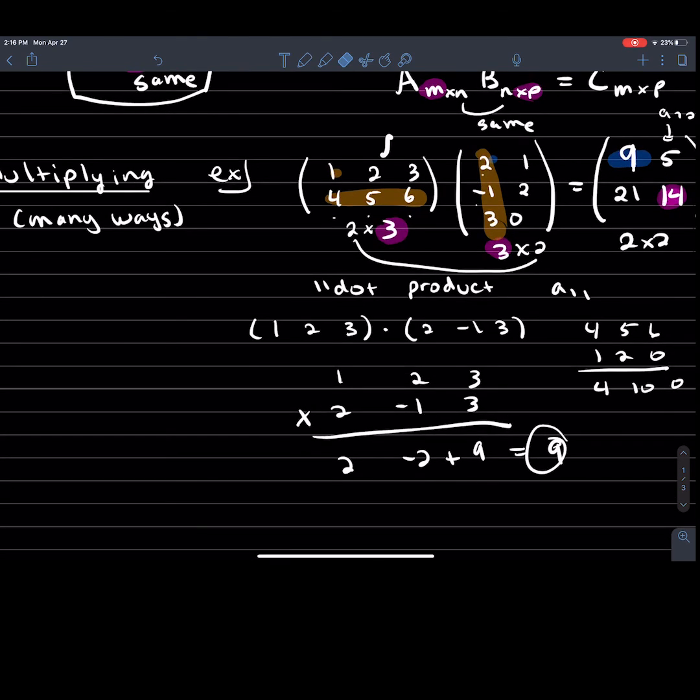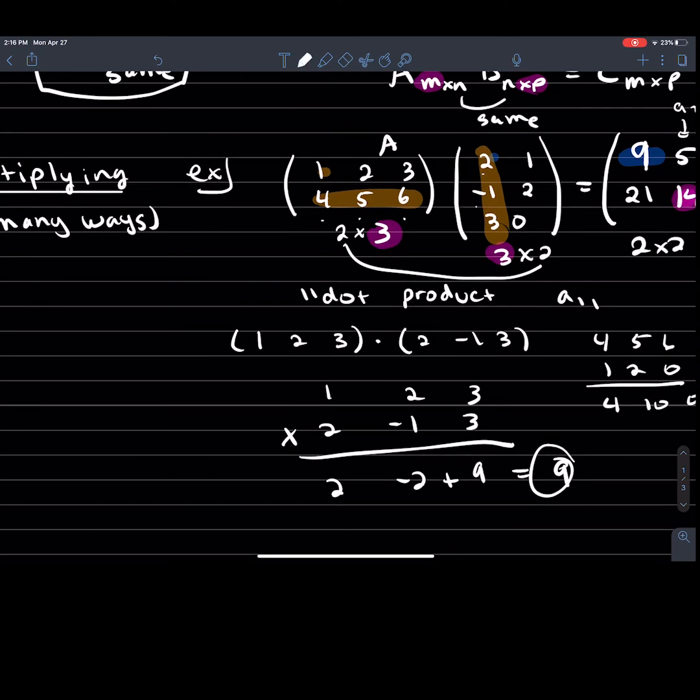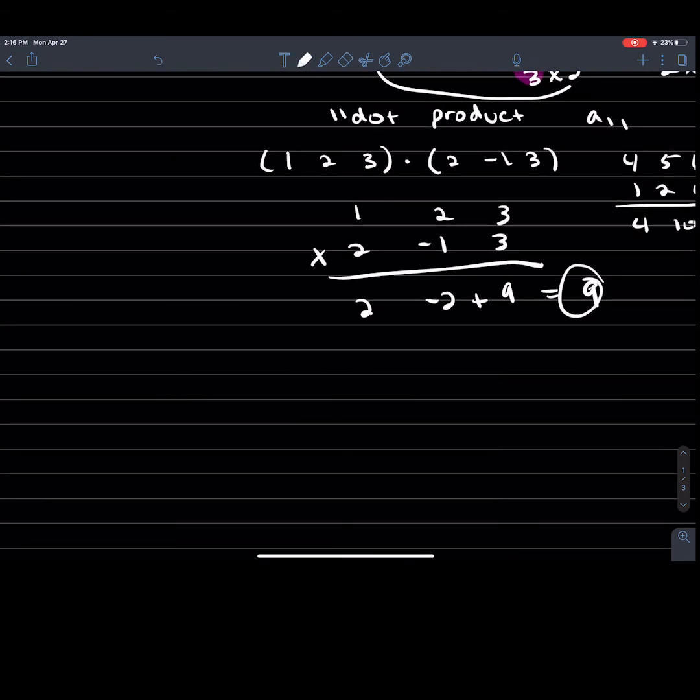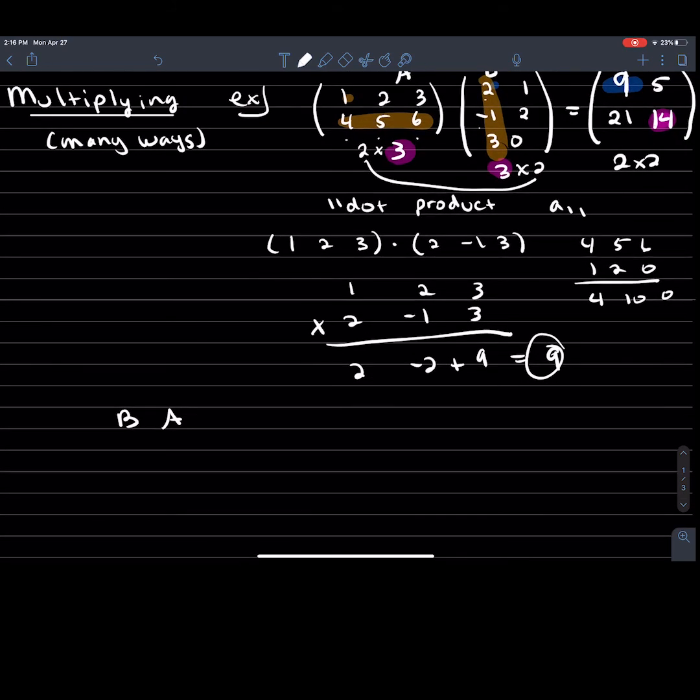This is A, and this is B. Okay, what if I multiply? Let's try to do B times A. So I'm just flip-flopping those two. Am I allowed to? We've got to be careful.